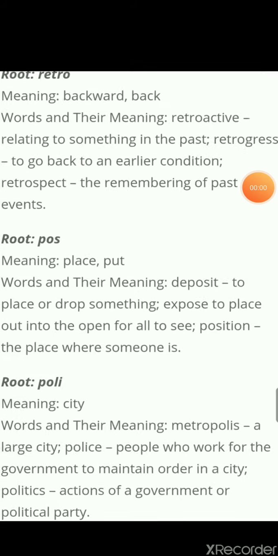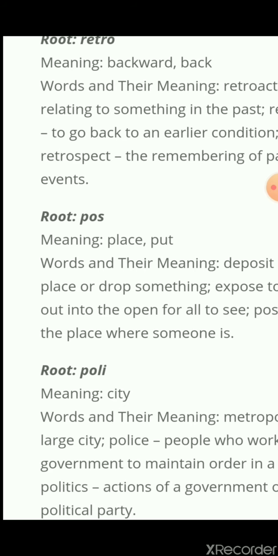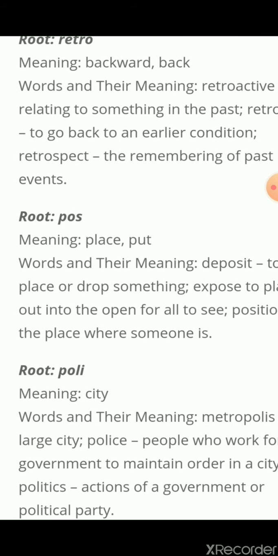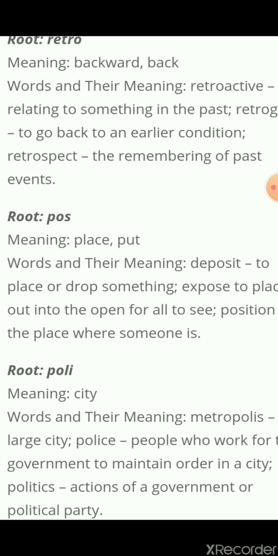Moving ahead, our next root is retro. Retro word you must have heard in these all India dance shows, okay, or some theme based party. Retro means some classical, means old time. Backward, back. Words and their meaning: retroactive, relating to something in the past. Retrogress, to go back to an earlier condition. Retrospect, the remembering of past events.